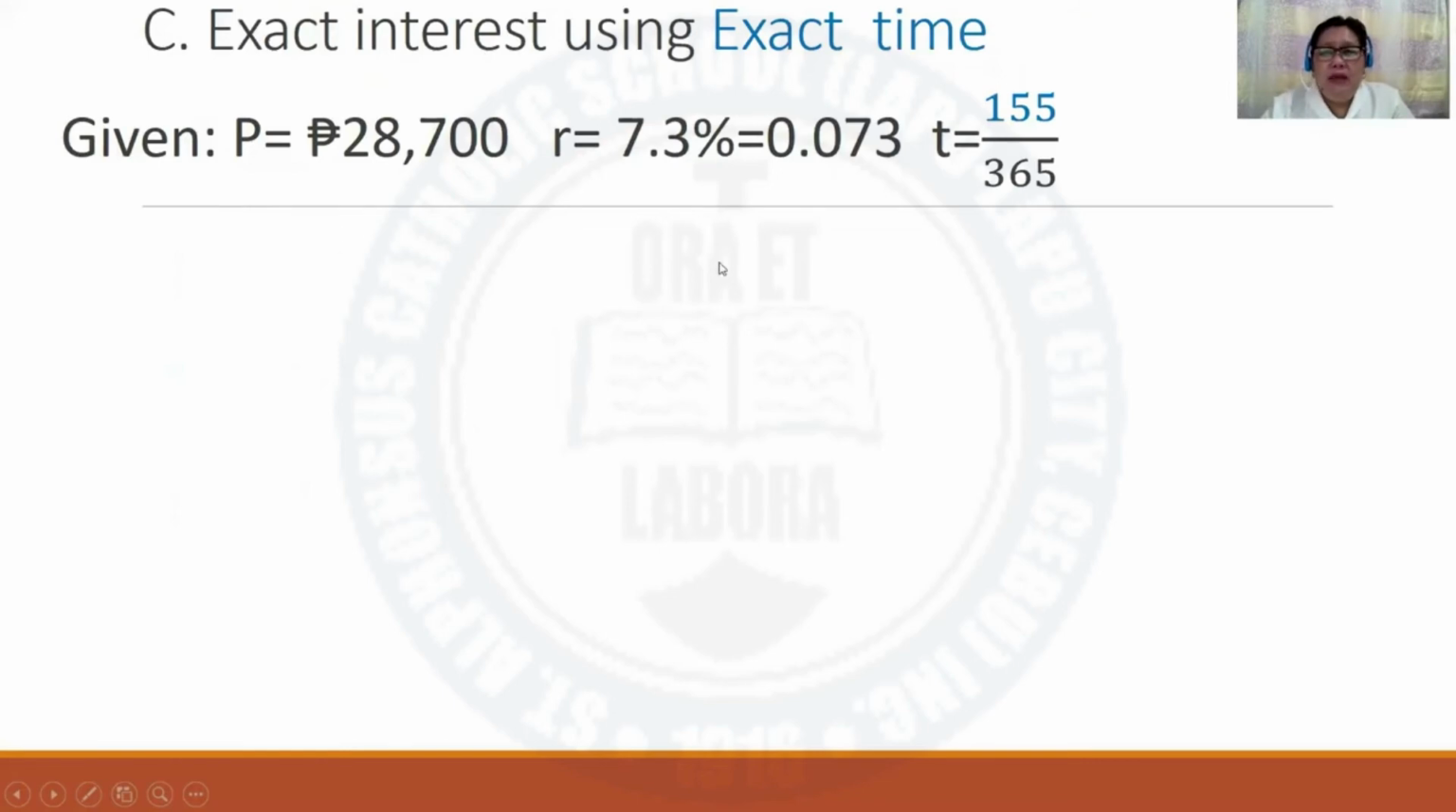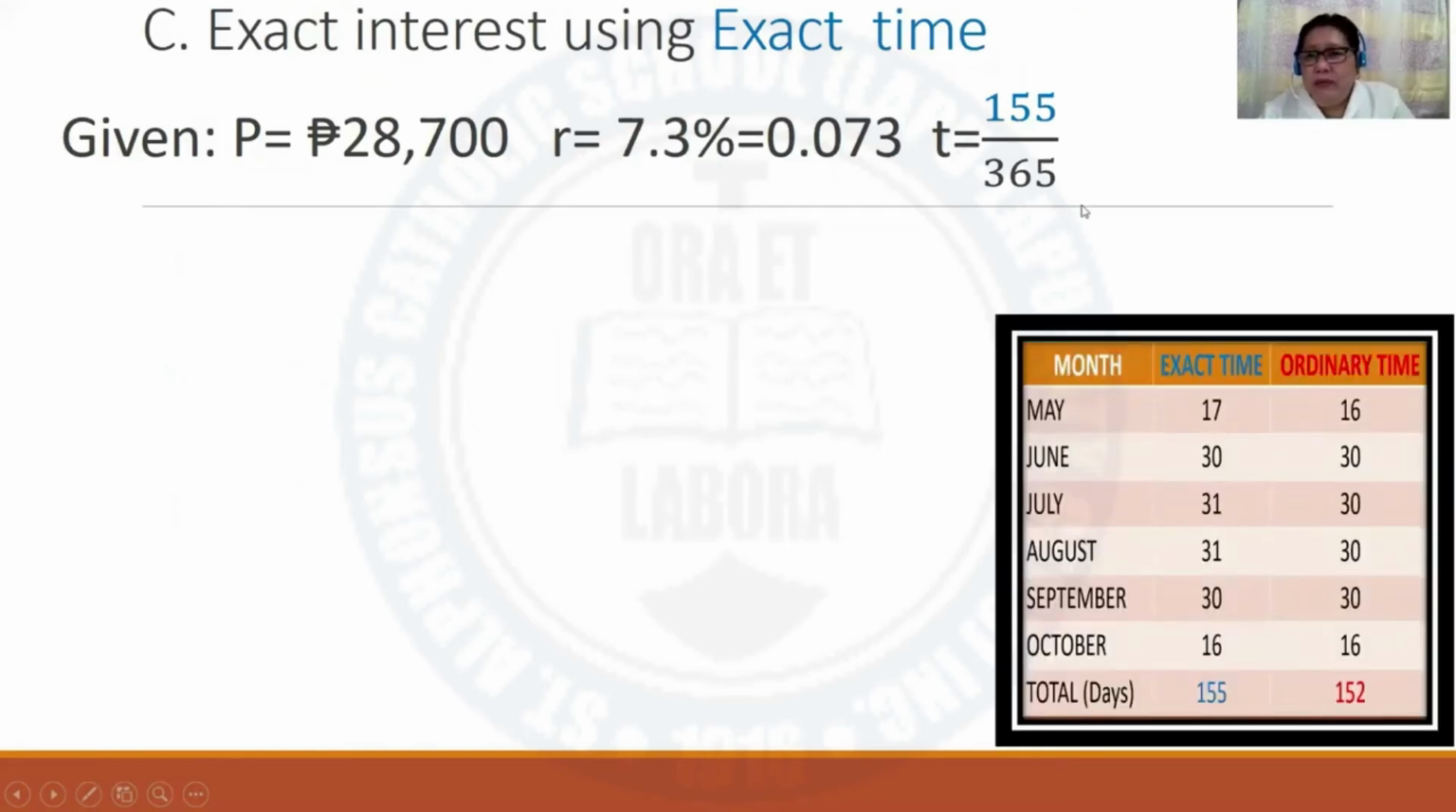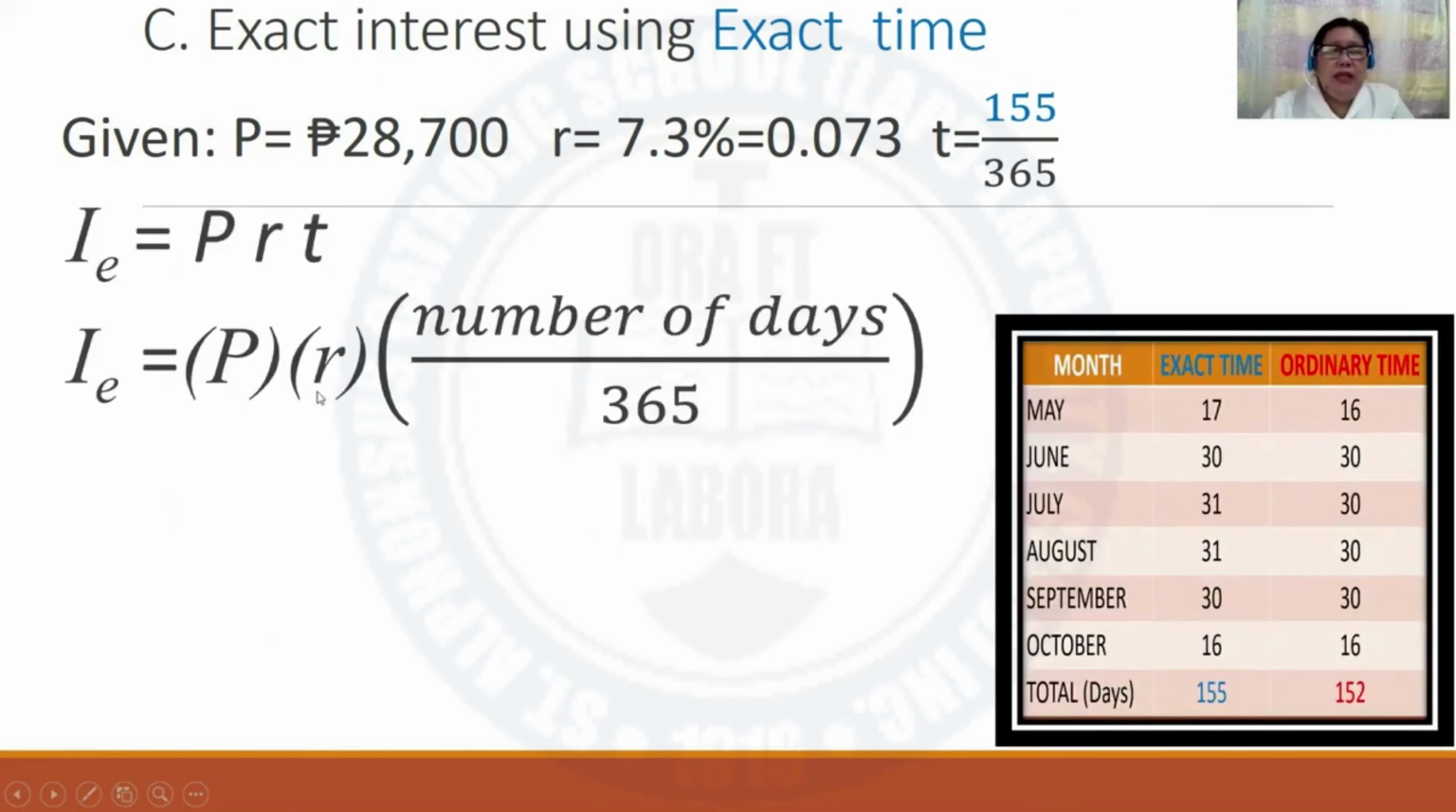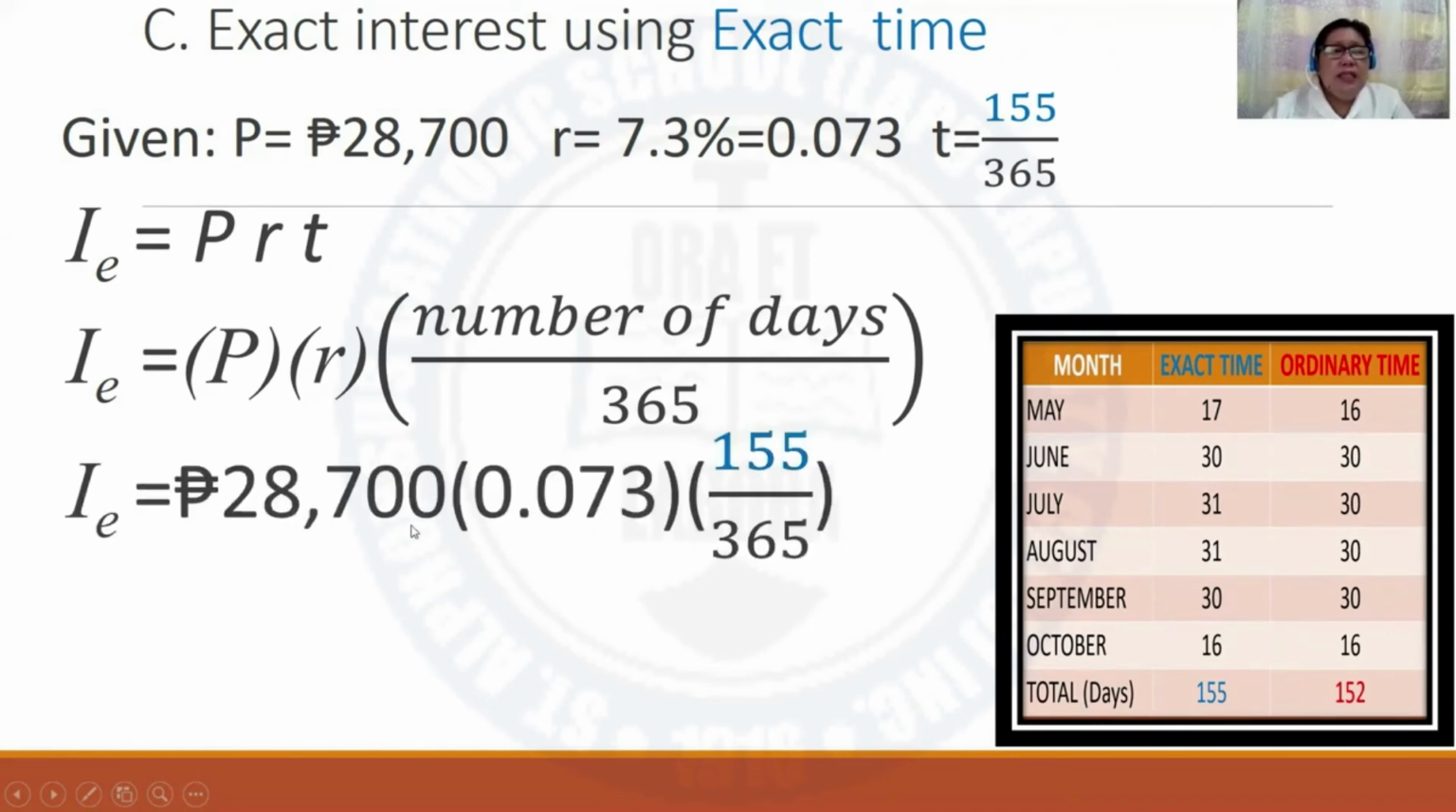Next, computing now for the exact interest using exact time. We're using the same given. By this time, we have 155 for the exact time. So, applying this formula, convert T into number of days over 365. By this time, that is exact interest, so the denominator is 365. So I sub E is equal to 28,700 for P, 0.073 for R, and for T, we have 155 over 365. And the result is 889.70 pesos.